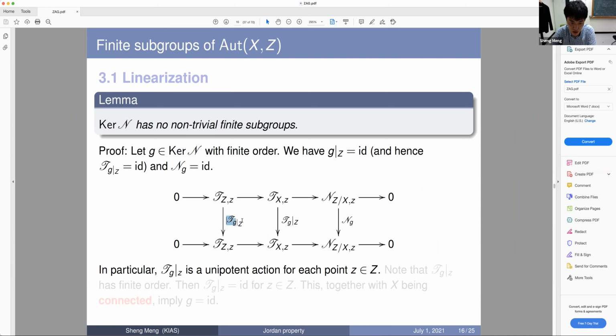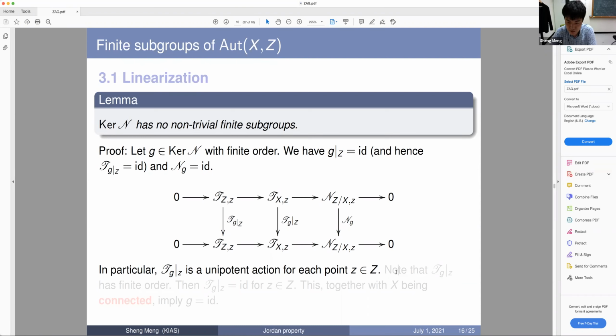So this one is identity map, this one is identity map. So we see this one is a linear map. It can be viewed as a linear map, but it is upper triangular with every diagonal entry being 1. However, g has finite order, so the middle one also has finite order. Together with that, this is a unipotent action over each point of Z.